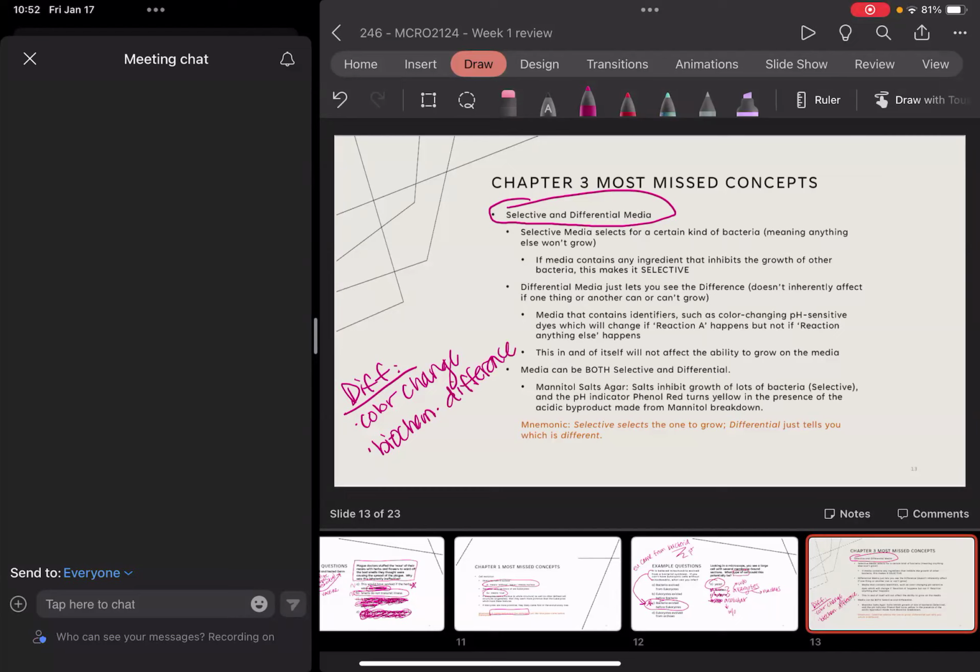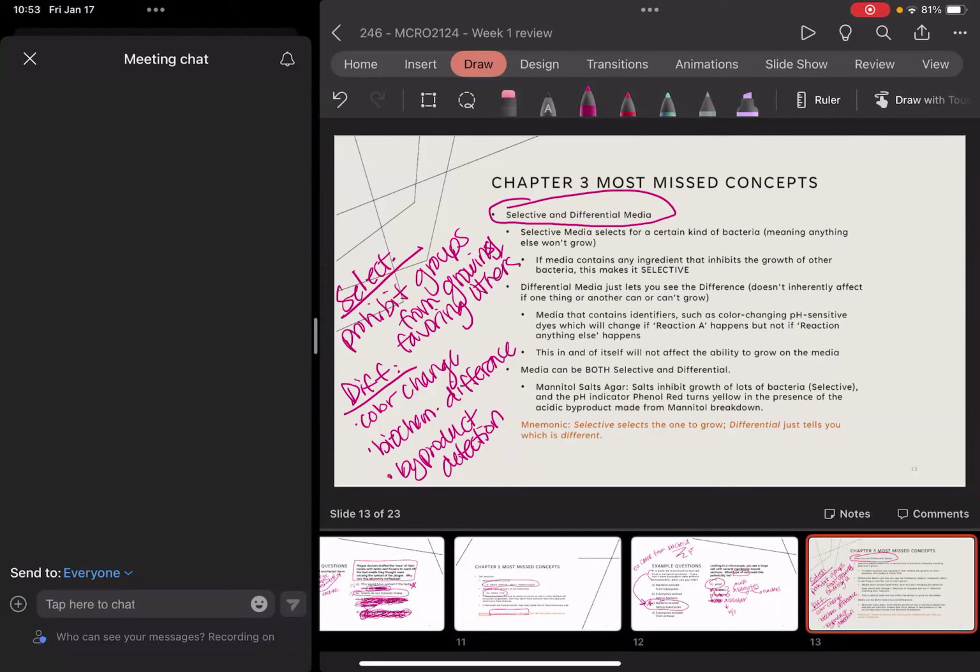Metabolism is just another word for all of the biochemical processes that are going on in a cell. They're the same thing. So we're just talking about biochemical differences, and it's usually some sort of waste or byproduct that we're detecting. Okay, selective, again, this guy is just going to allow some to grow and prohibit others. And vice versa. You can have media that can prohibit groups from growing, and then also assess at the same time a color change of those that did grow. So you can get a lot of information from those types of media.